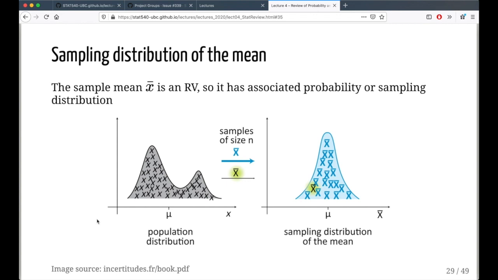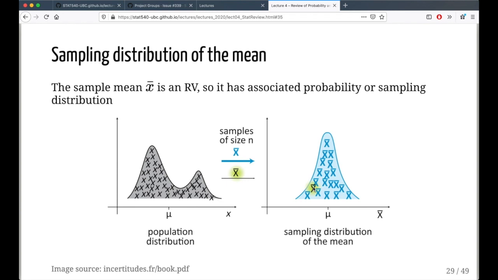On the left is our population distribution. It has some mean, some mu, that we don't know the true value of. And in this example, that distribution is non-normal. You can see it has these two modes that decidedly do not look like the bell curve of the normal distribution. But that's fine. We can still take a sample from this distribution. We're going to pull out a certain number of x's, and from that sample we compute our statistic, our sample mean, x bar. And we get a particular value. Say we sampled n x's and we obtained this particular mean here. We're going to put that there.